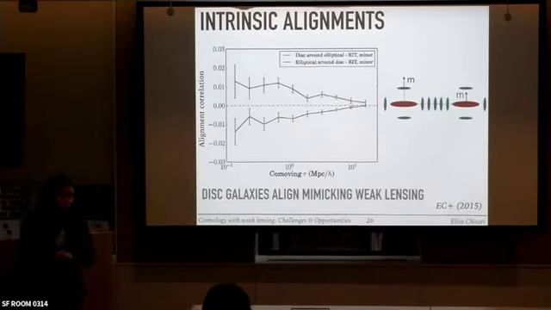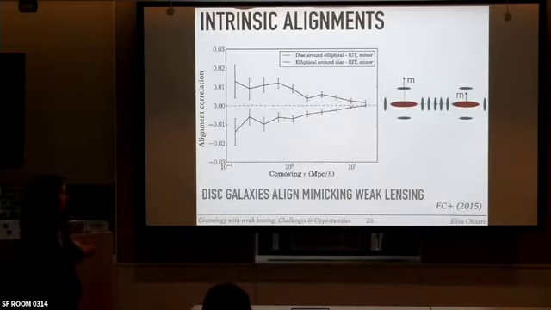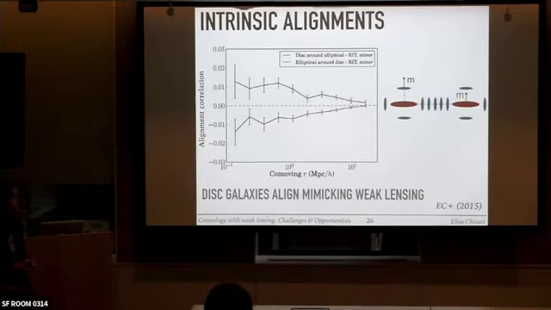So there is an alignment signal, and that alignment signal, in fact, mimics the weak lensing because it's this tangential effect. But the amplitude of that signal was not large enough to be observed in current surveys, so perhaps in the future we'll be able to observe it with upcoming surveys.